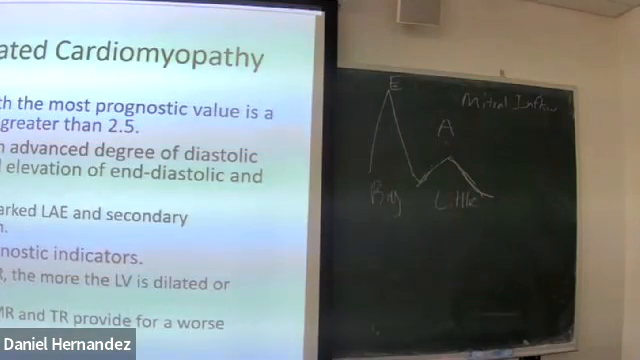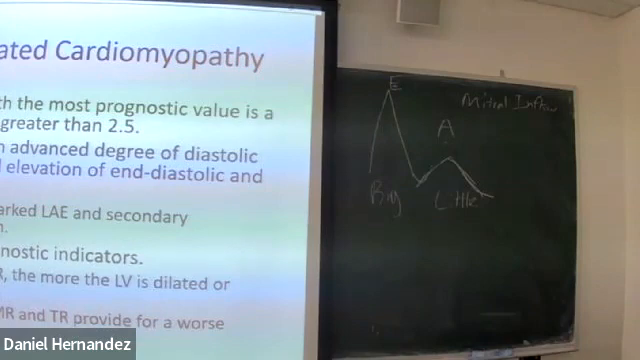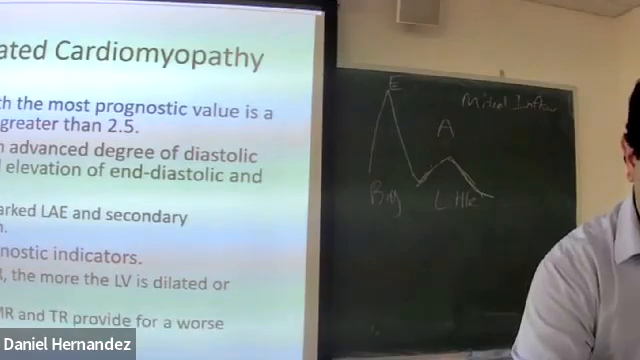and secondary pulmonary hypertension. So we can also use mitral regurg and tricuspid regurg as prognostic indicators as well. Again, the more severe the MR, the more the LV is dilated, and the more it's going to change the geometry. So increasing amounts of MR and TR provide for worse prognosis.